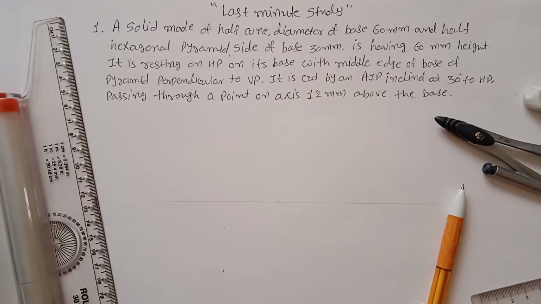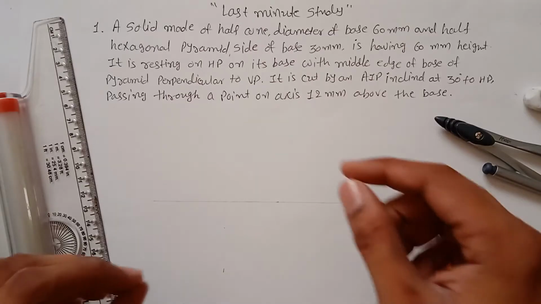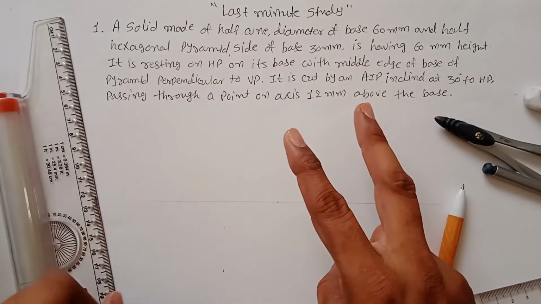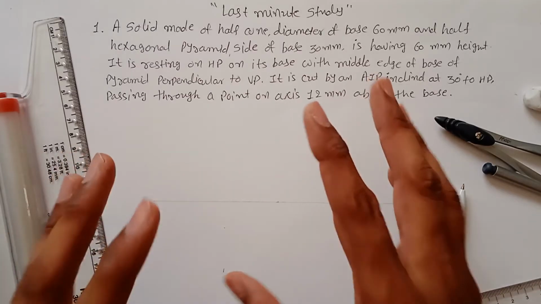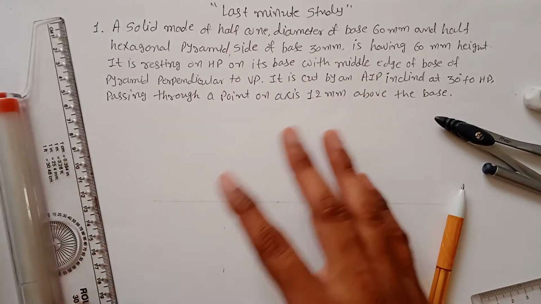First problem from the section of solids, in which you have to identify the shape first. That is the first step, you have to find out the shape. Second step is you have to find out the cutting plane position. By using these two, you can solve this problem.